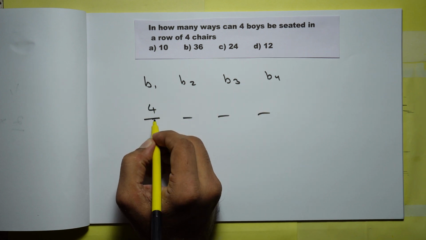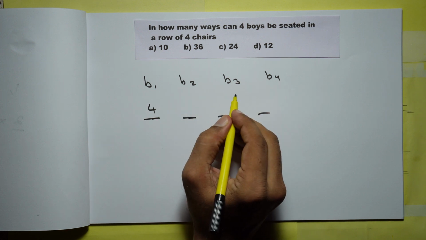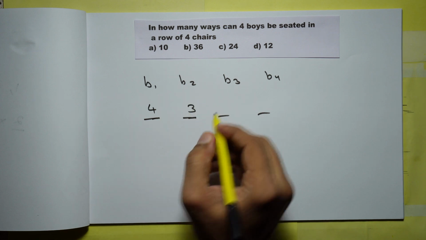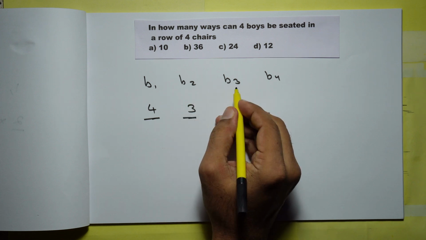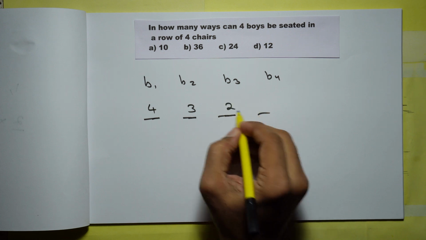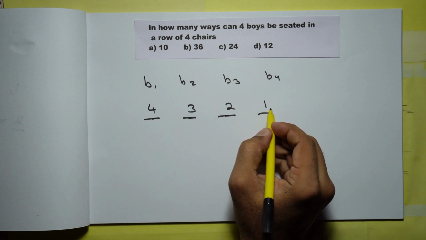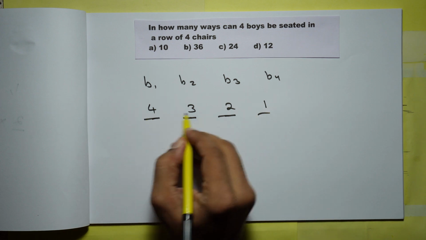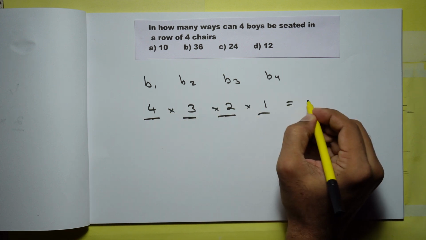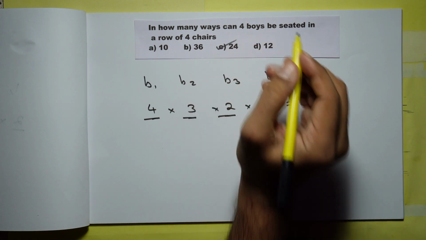So 4 possible outcomes. After occupying this chair, now this chair can be any of the remaining 3 boys. So 3 possible outcomes. After occupying these 2 chairs, now for this chair it can be any of the remaining 2, and only one person for this one last chair. Now all the 4 chairs have to be occupied. This and this and this and this. So you have to multiply. So 4 into 3 into 2 into 1 or 4 factorial, altogether 24 possible outcomes are there. Hence option C is the right answer.